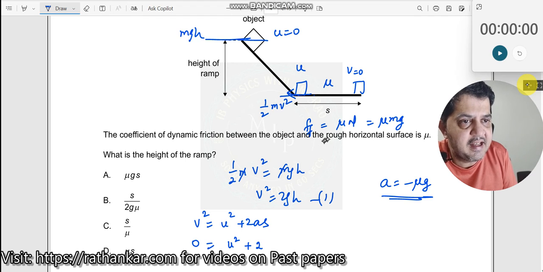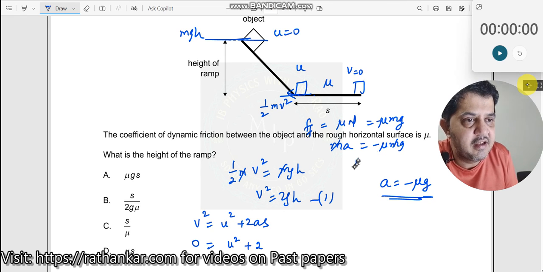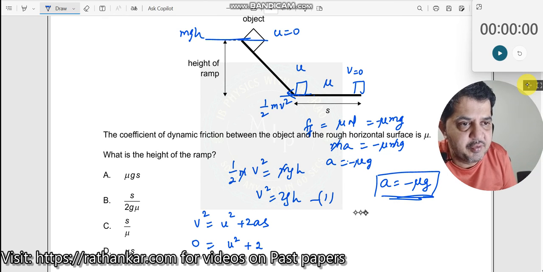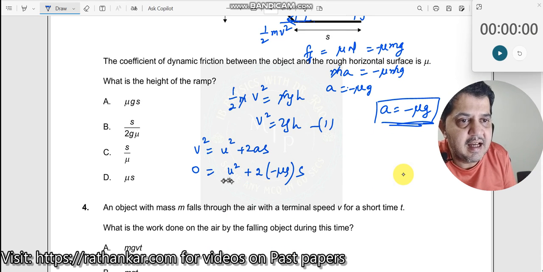Now I can say net force is equal to ma according to Newton's second law, and I can write this as mu times mg. The direction of this is negative, it acts like this over here, so I put a negative sign. The m and m cancel, and thus you get a is equal to minus mu times g. Now I can substitute it into the equation: minus mu times g multiplied by s. Now I solve this and get u square is equal to 2 mu gs. We have got the second equation.